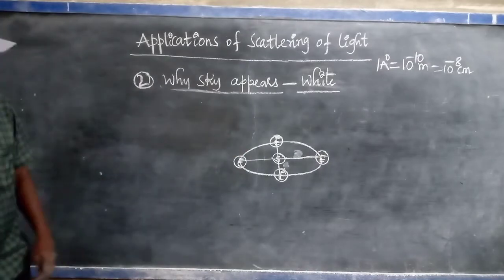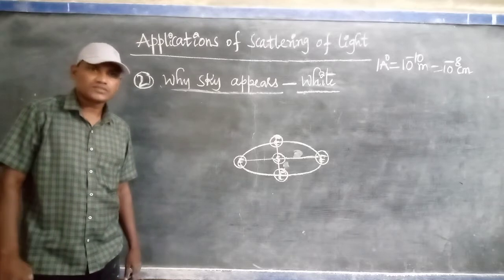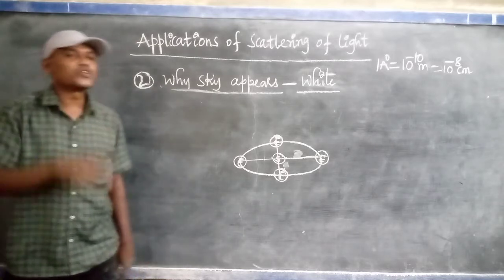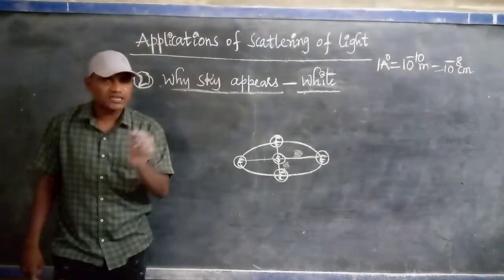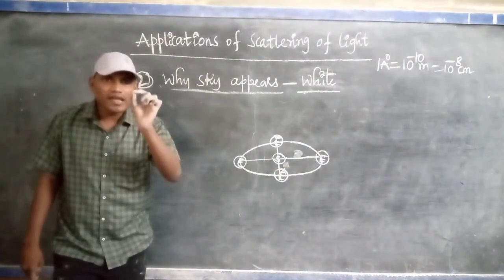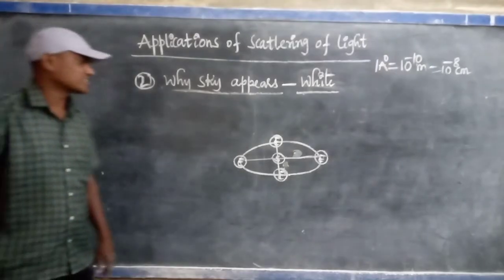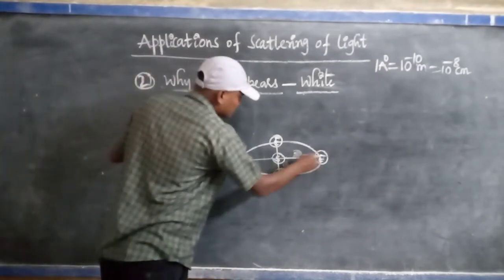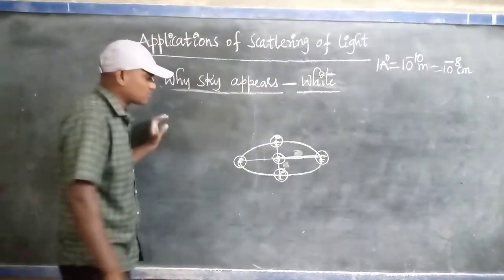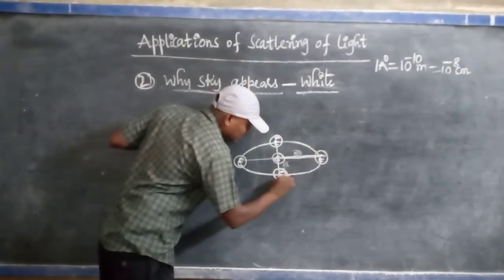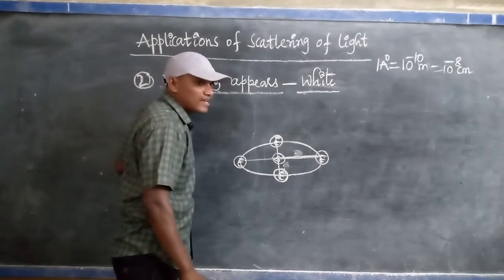You can say it like this. According to Kepler's laws, we know that the Earth and the remaining planets revolve around the sun in elliptical orbits like this, not in circular orbits. Just for your understanding I say this, but it is correct according to Kepler's law. If the Earth is here, then what is our question? Why does the sky appear white at noon time?